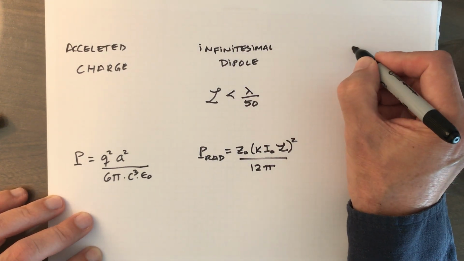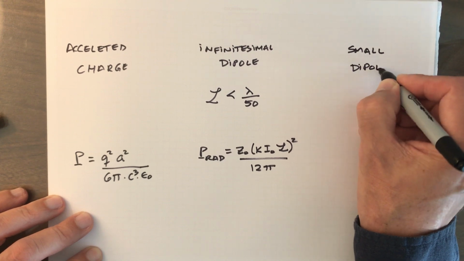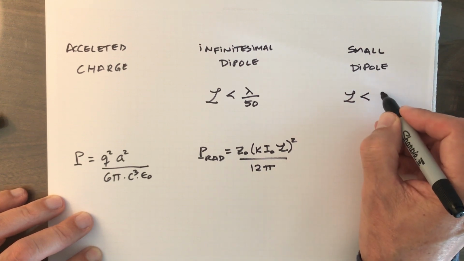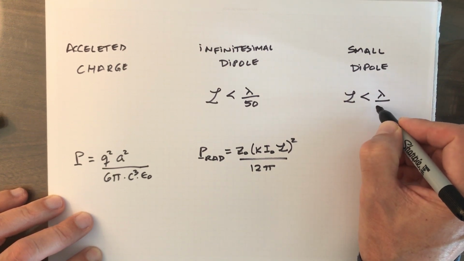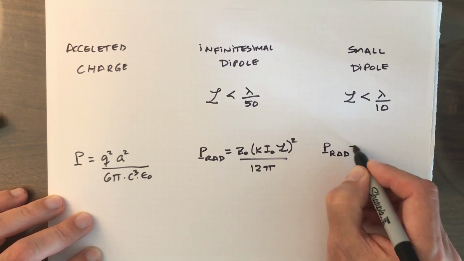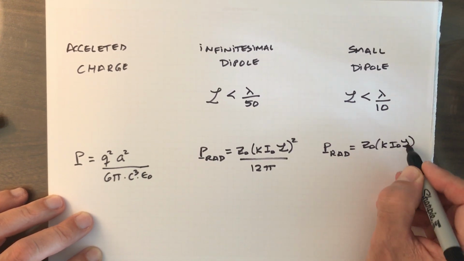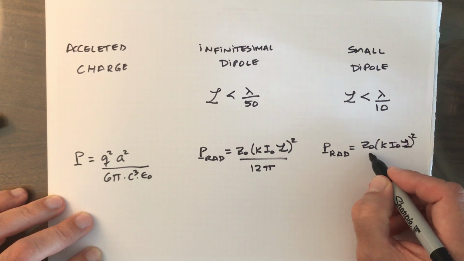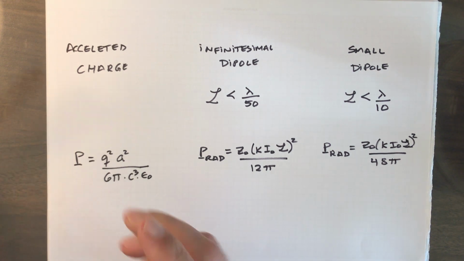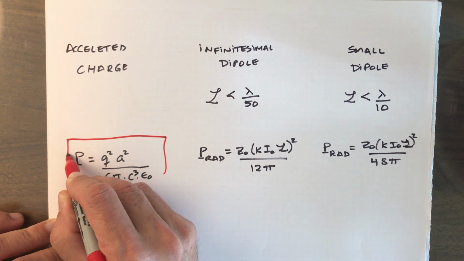Then we went on to study the small dipole, which has an analysis that is applicable to lengths of antenna smaller than 1/10 of our wavelength of interest. And we came up with the radiation power expression to be Z naught times k I naught L quantity squared divided by 48 pi. So these three expressions all led us to this point where we are right now to study the finite dipole.